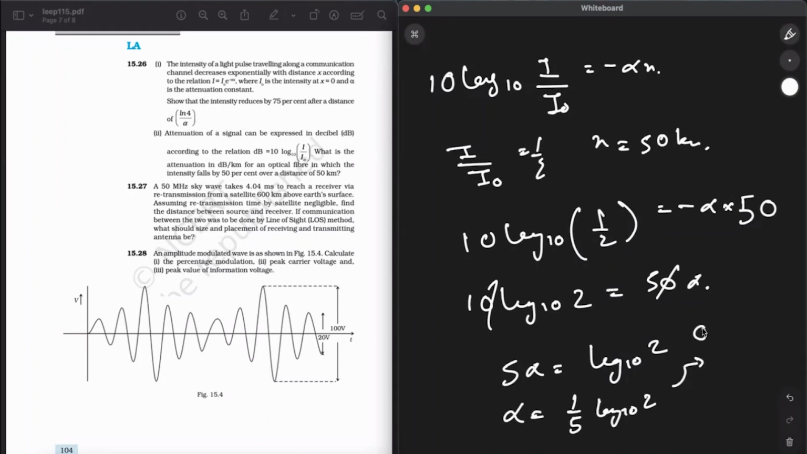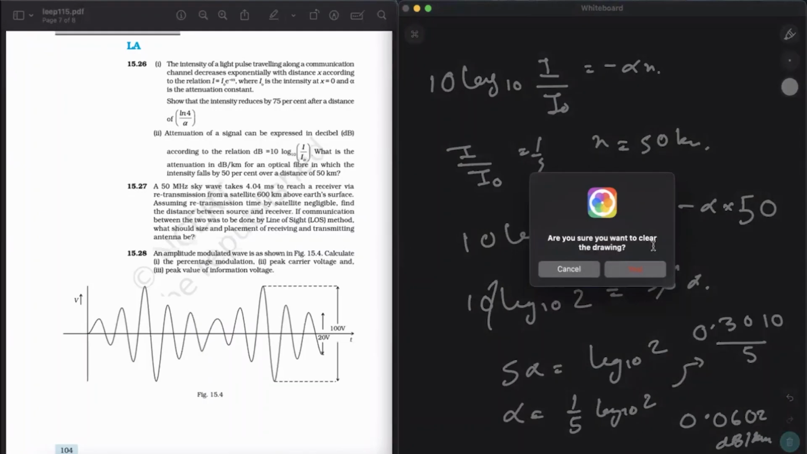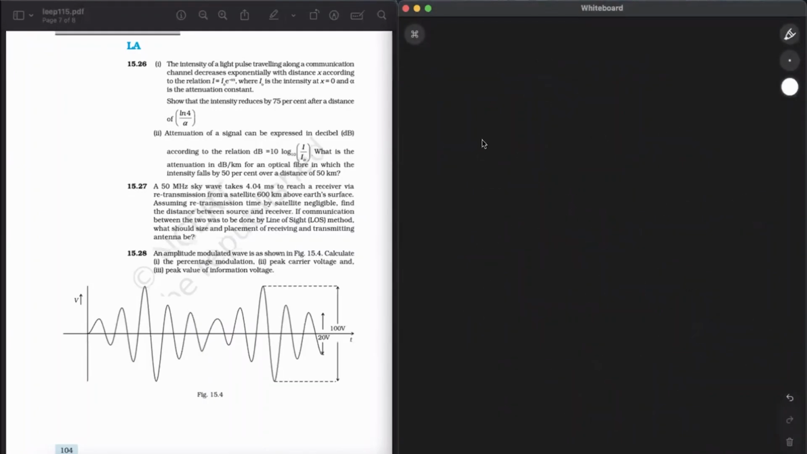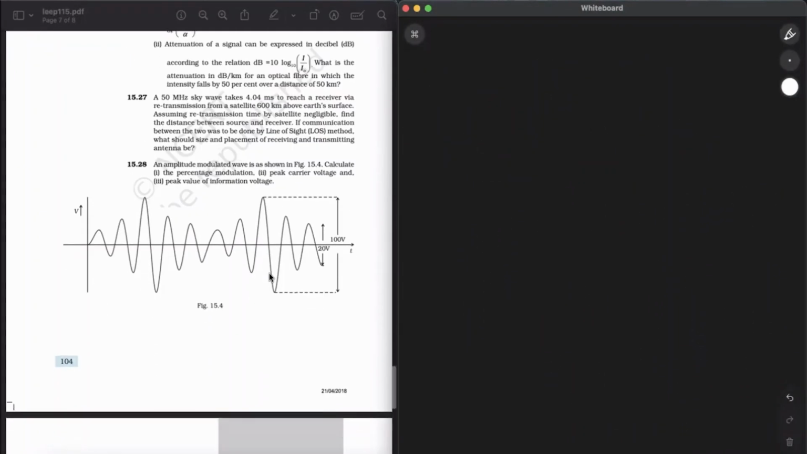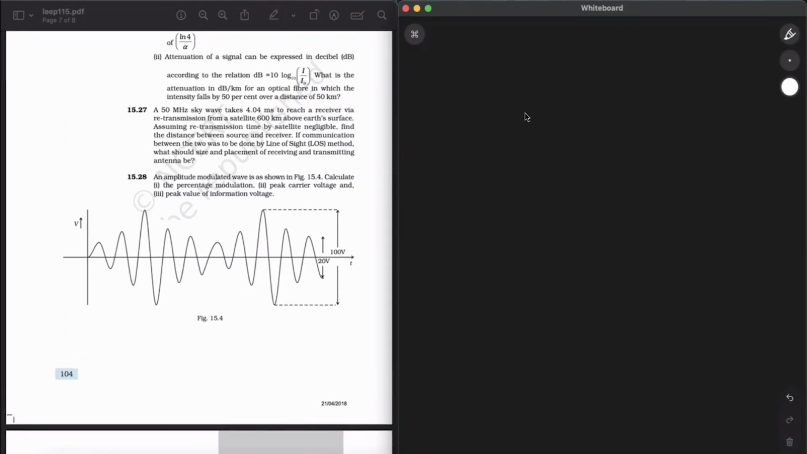This will be 0.3010 divided by 5. If you calculate, it will be 0.06602 decibel per kilometer. Okay, so the next question is question number 27. A 50 megahertz skywave takes 4.04 milliseconds to reach a receiver via retransmission from a satellite.